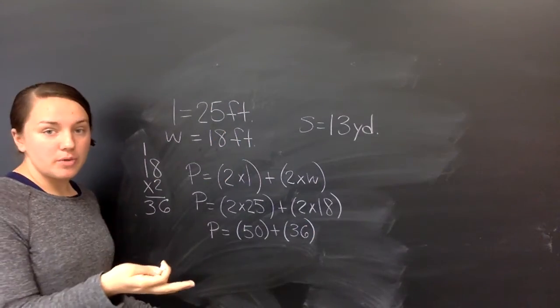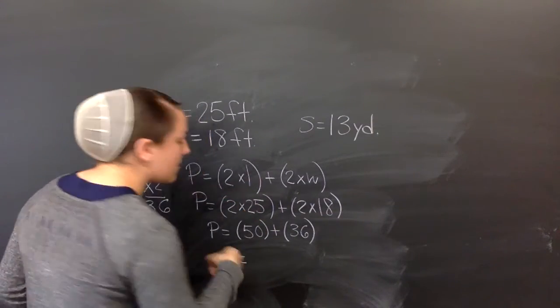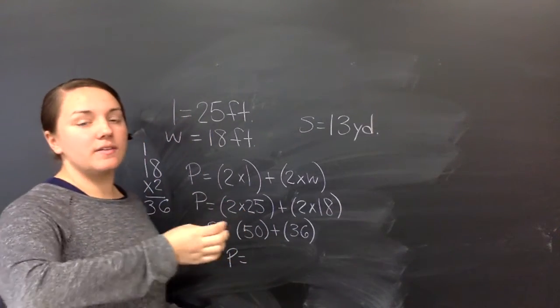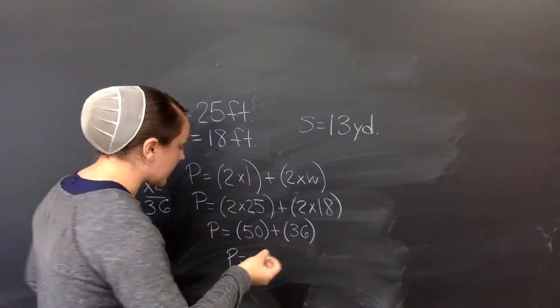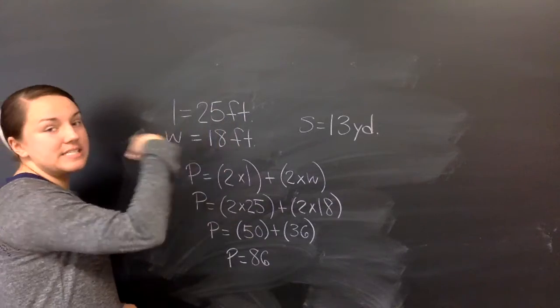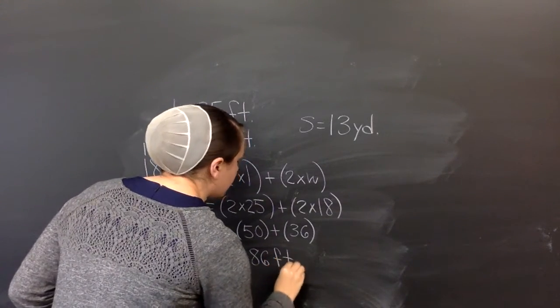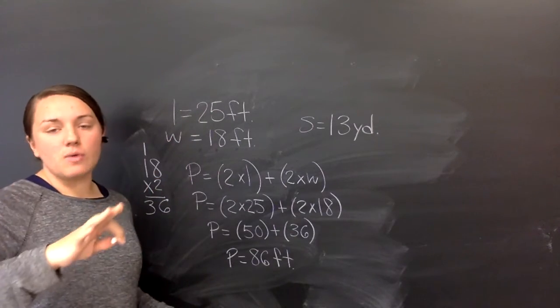Now we can add our numbers together, add our lengths and our widths together. 50 plus 36, can you do that in your head? 86. The perimeter is 86 and our label is feet. Remember to write your unit down. 86 feet. That is the distance around a rectangle.